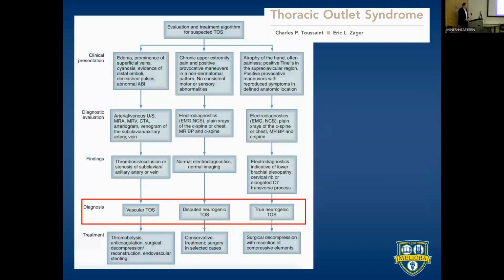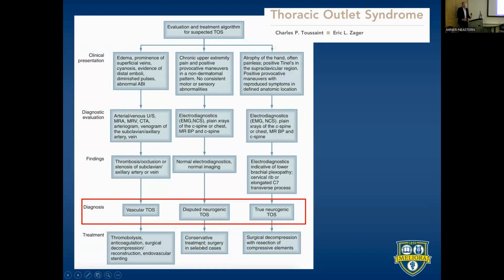And so if you look at their algorithm, basically it's the same set of tests in all these patients. The findings are the difference. The findings are you have an artery vein issue, you have an EMG issue or a cervical rib, or it's normal. And then the treatment is really where the key is, where Dr. Zager and I agree: if you have neurogenic TOS, you operate on them, where if you have this disputed TOS, then you do conservative management.